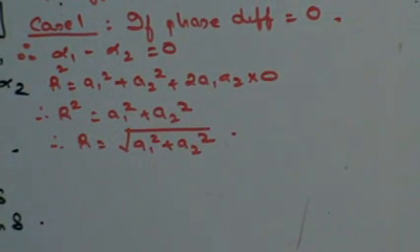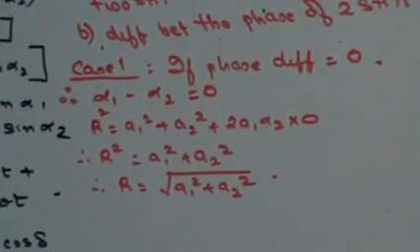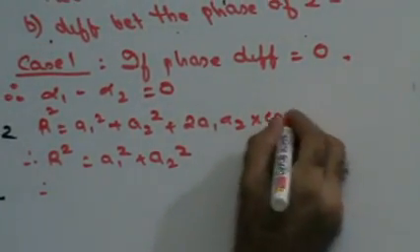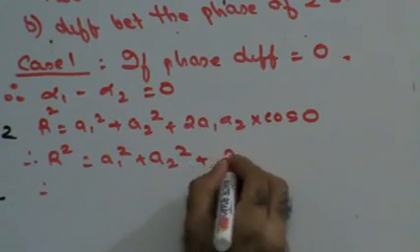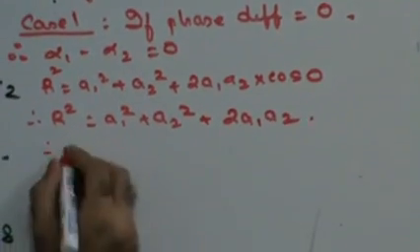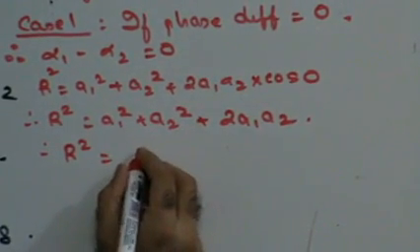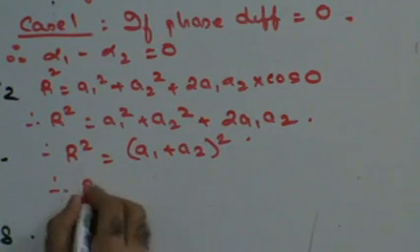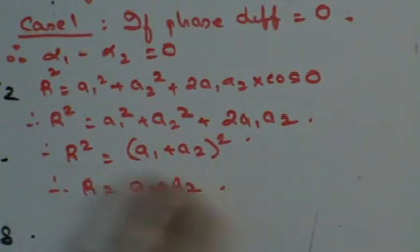Wait, this is going to be cos of 0. Cos of 0 is 1. So this is going to be twice A1 A2. So therefore I can say R square is going to be nothing but A1 plus A2 the whole square. Therefore I can say R is equal to A1 plus A2. Right? So if the phase difference between them is constant, then the resultant amplitude is the sum of the two amplitudes. Right? Next, case 2.